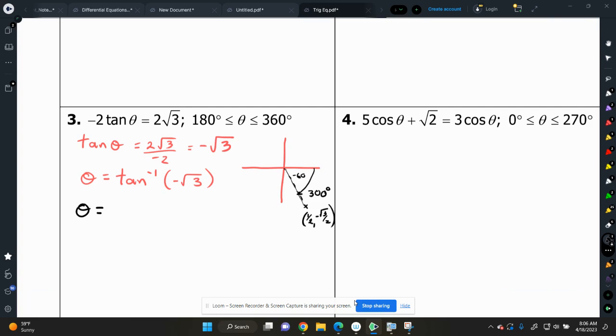So we can't use negative 60 in our answer, because look at our domain. It says between 180 and 360. Well, negative 60 is not between 180 and 360. But I can use 300 in my answer. Okay. Where else is a reference angle of 60 degrees?